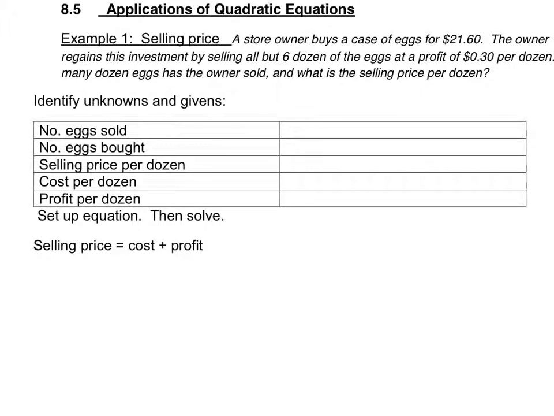Alright, so number of eggs sold is X. Number of eggs bought is the number sold plus the 6 dozen. The selling price per dozen, well, that was $21.60 divided by X. And this one is $21.60 divided by X plus 6. And profit per dozen is 30 cents.